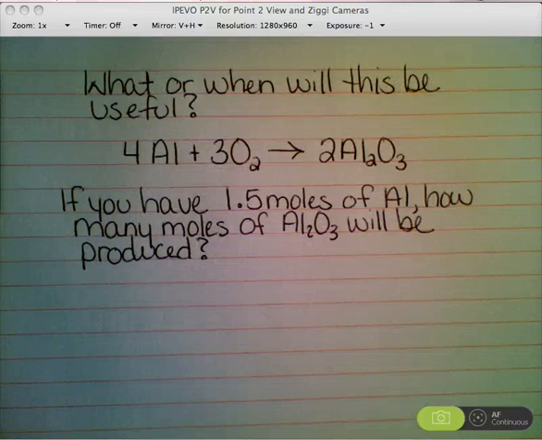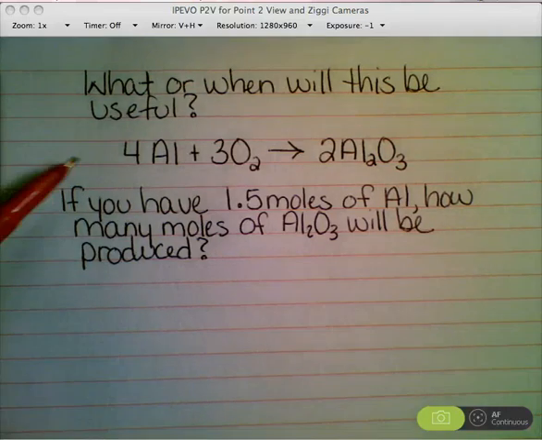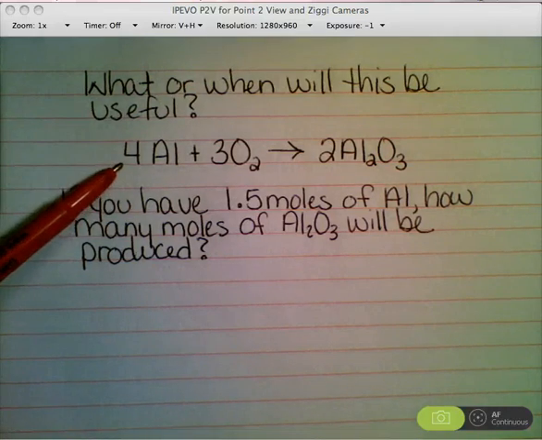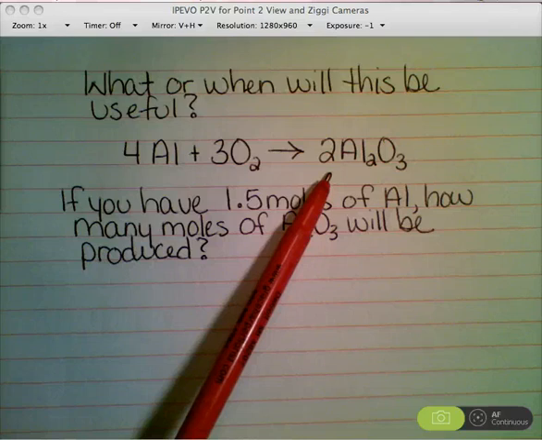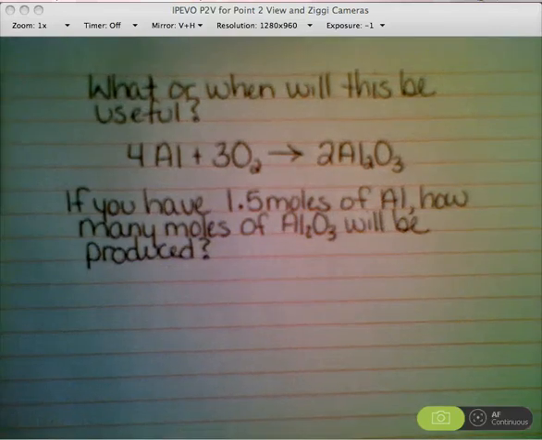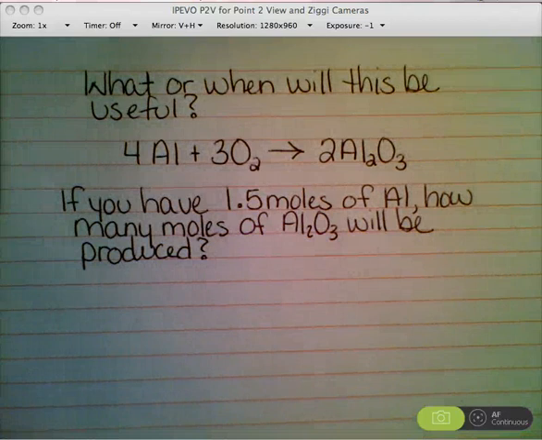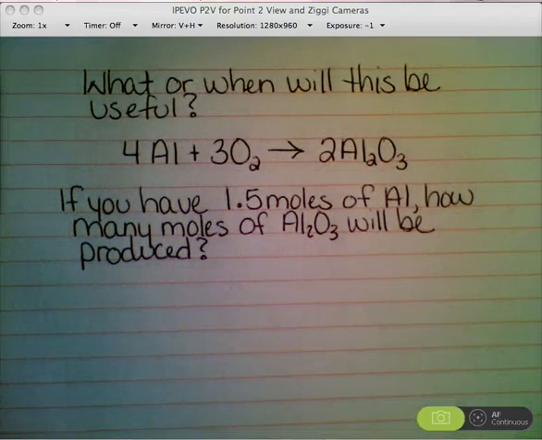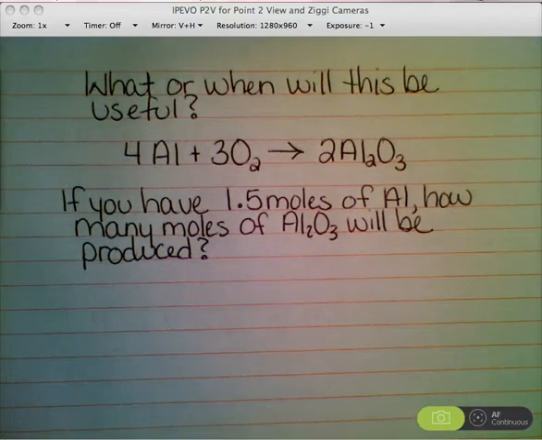I'm sure you're asking yourself, when will this be useful? Well, when you're doing a chemical reaction, a lot of times you will start out with a certain amount of reactant, and you want to know how much product you'll actually form. This is used all the time in industry, and a lot of times it falls under the theory of chemical engineering. So if we look at this, the question says, if you have 1.5 moles of aluminum, how many moles of aluminum oxide will be produced?